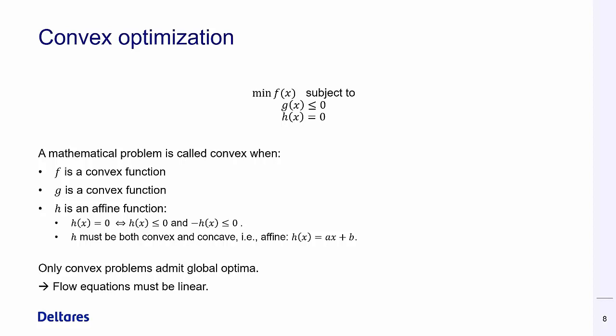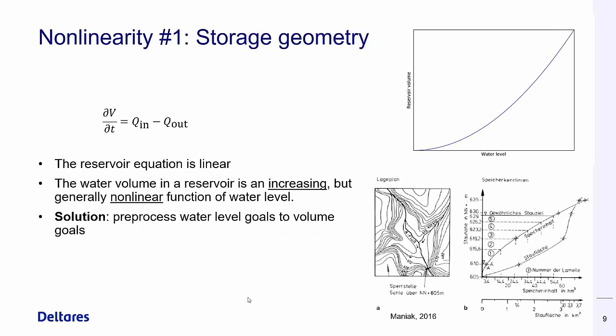Imagine we want to optimize for a river stretch with the Saint-Venant equations. This is non-linear, then it's not that easy, but it is possible. And back to the reservoirs. Where does non-linearity come in?